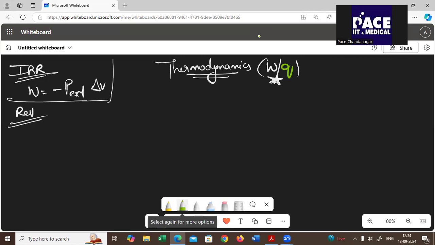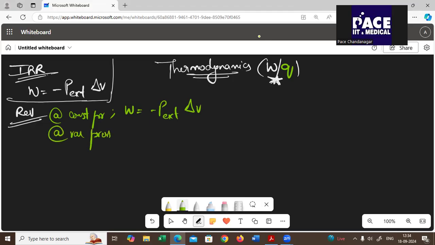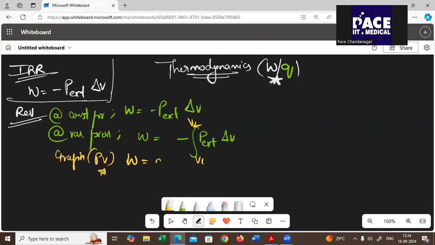Then reversible at constant pressure. At constant pressure, work done is minus P external delta V, the same thing. And work done at variable pressure will be minus integral of P external dV. It is nothing but the area under the PV graph. Area under the PV graph is nothing but your integration, right? From V1 to V2. So if you're given a graphical question, a PV graph, then work done is nothing but the area under the PV graph.